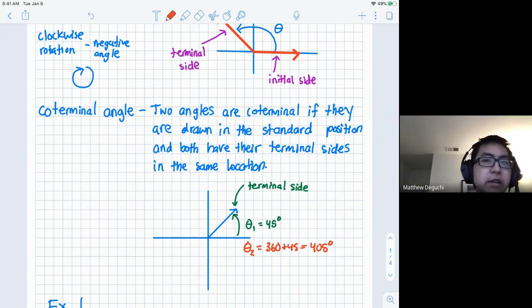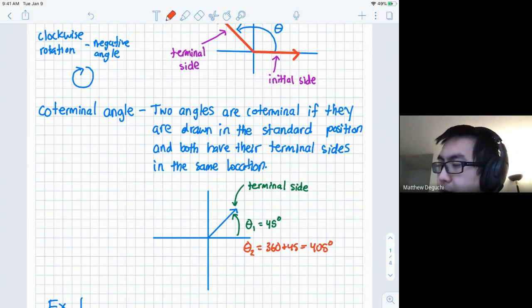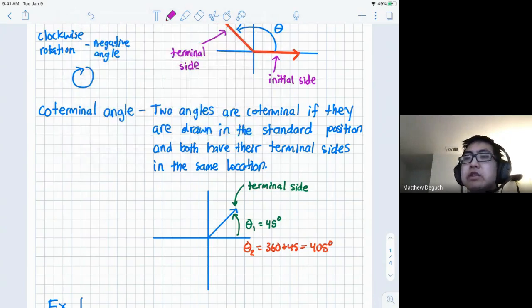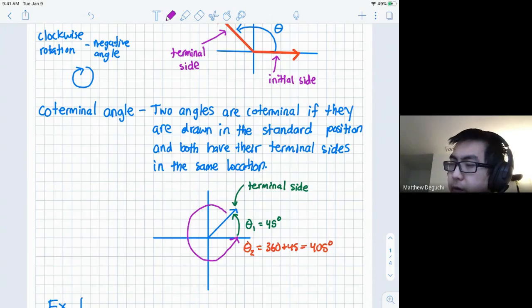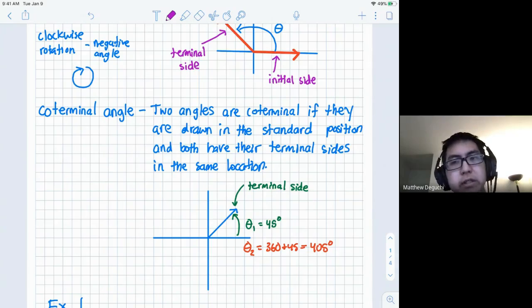And you could continuously add 360 in order to find other coterminal angles. Now, the same thing can be applied, you guys, if you did subtracting by 360. Now, recall that counterclockwise is positive, right? So remember when I did this, you guys, that would be a positive because it's counterclockwise. So that means you add by 360.